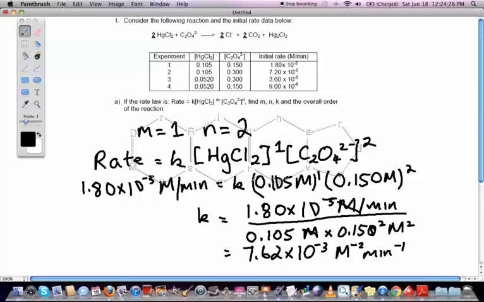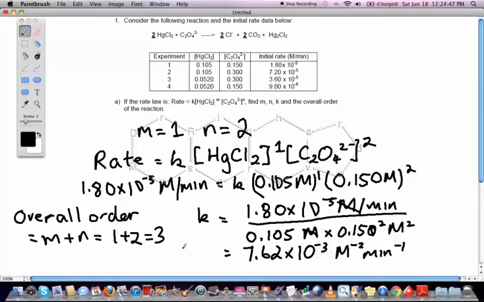Now to get the overall order, the overall order is just going to be the sum of the orders. So the overall order for the reaction is going to be m plus n, which is 1 plus 2, which equals 3. So when we combine the effects on the concentration in the total reaction, it comes out to be a value of 3. So the overall order is 3, but the order with respect to each of these is 1 and 2 respectively.